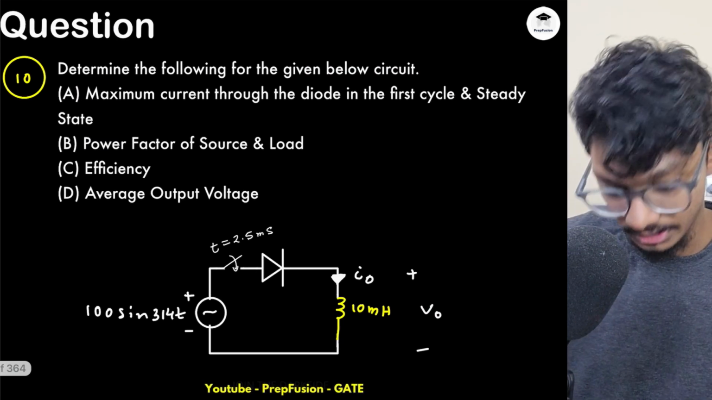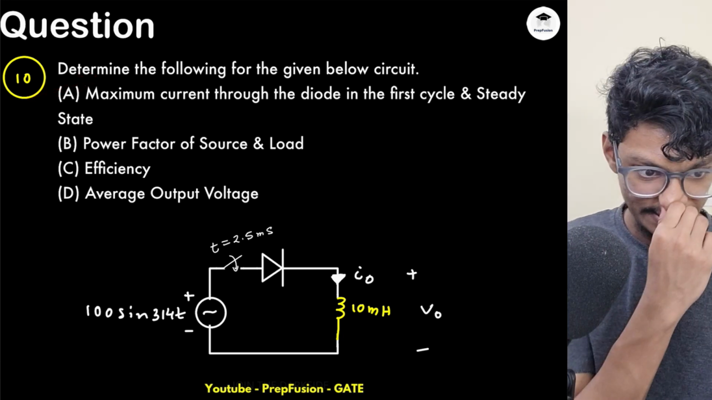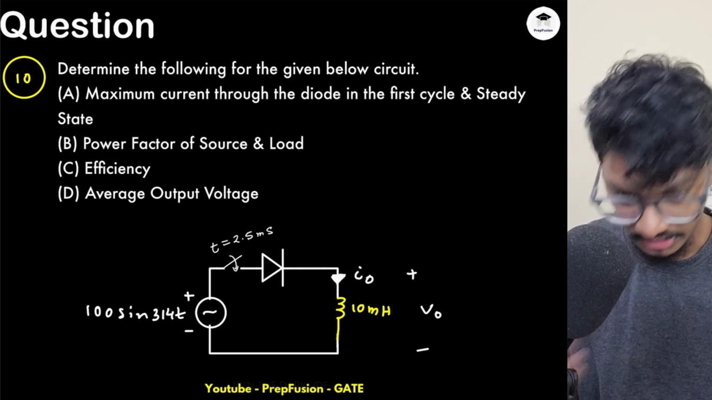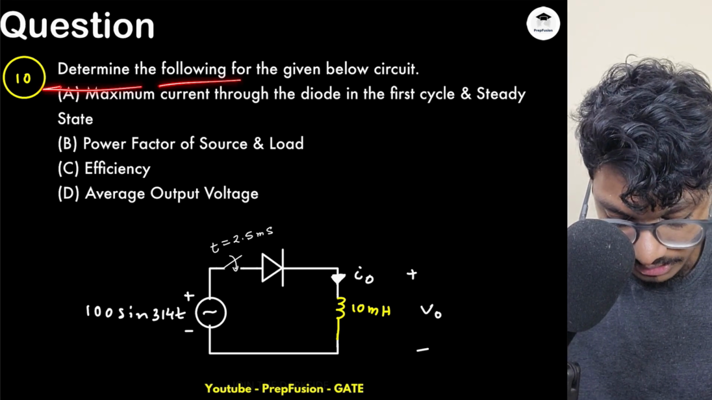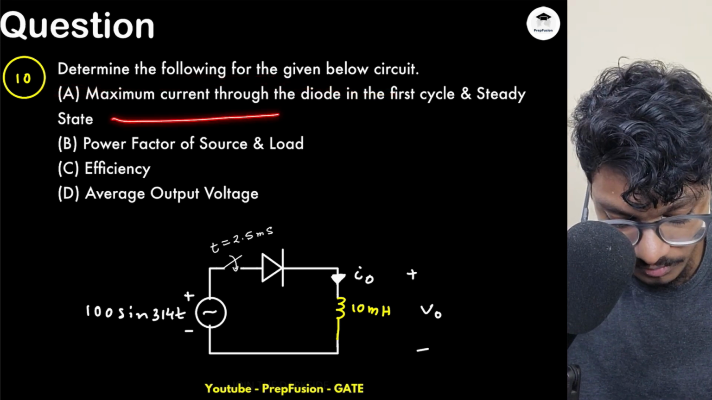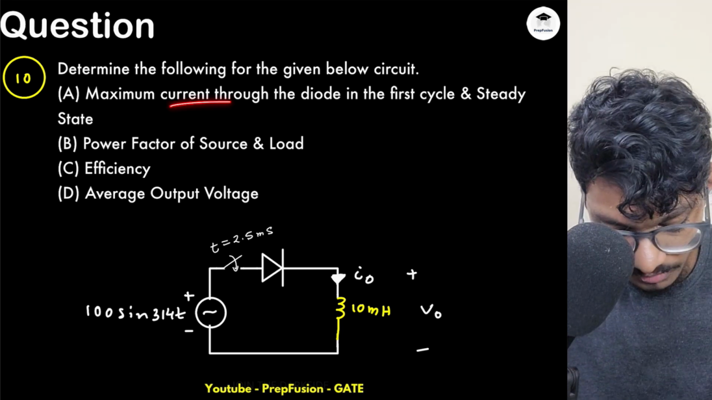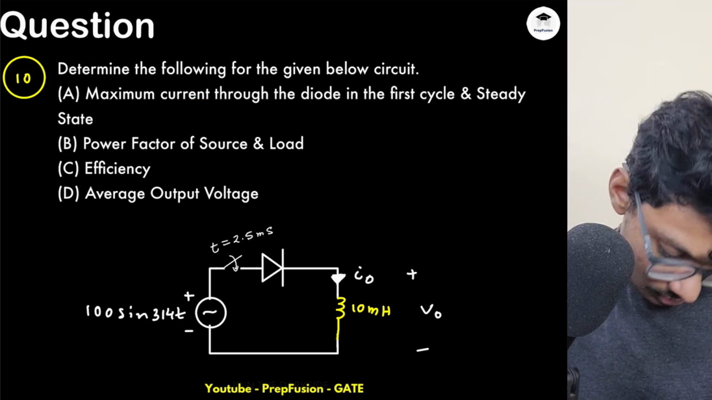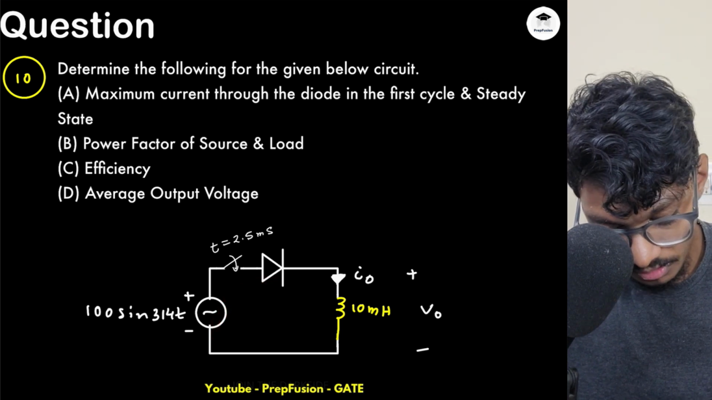So this is a question. Let's solve this question. There are two questions that we'll solve, and then we'll end this lecture. We have to determine the following for the given circuit: the maximum current through the diode in the first cycle and in steady state. So what is the maximum current that can flow through the diode in the first cycle?